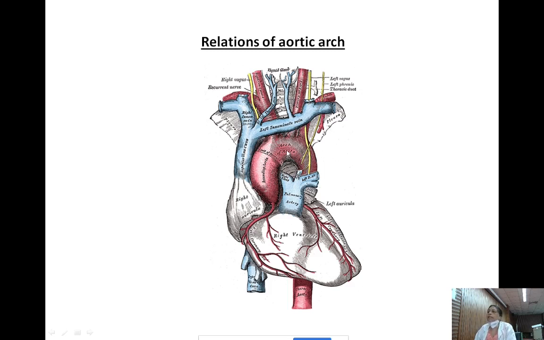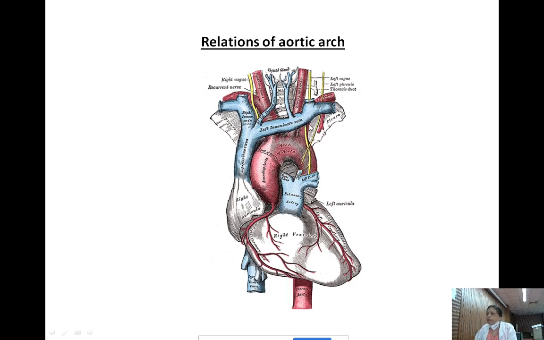One is the anterior and to the left. This is the left side and this is the right side. So, this is anterior and to the left. Also, it is related posterior and to the right. Also, there are relations above the aortic arch and relations below the aortic arch. So, what are the relations anterior and to the left?